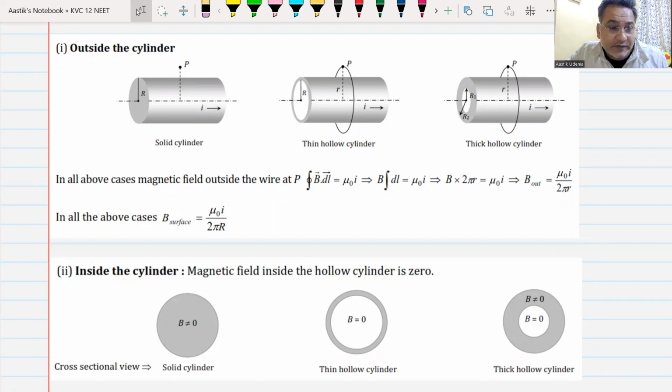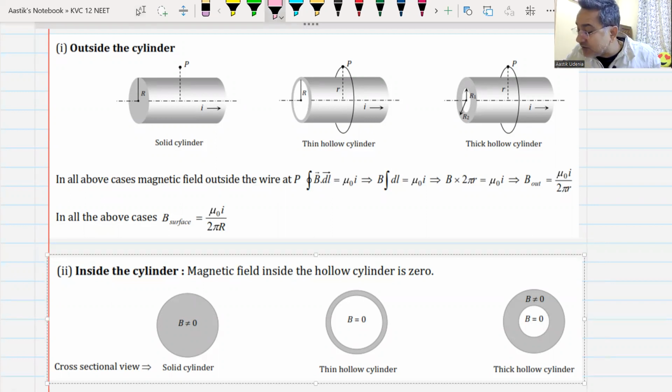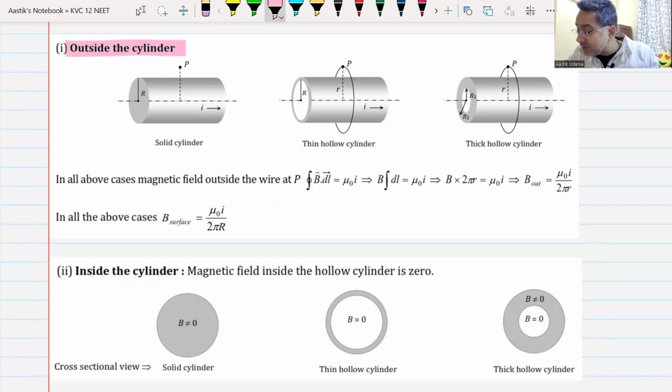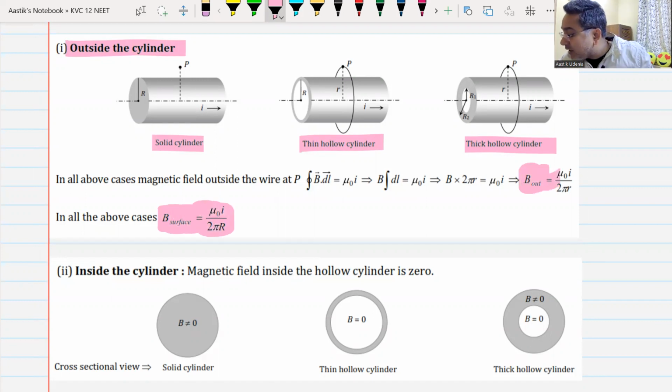In the first case, we are looking at a magnetic field outside the cylinder. In all these cases, whether it's a solid or a thin hollow or a thick hollow cylinder, outside field for every one of these is mu naught I by 2 pi r, where small r is the distance. On the surface, the magnetic field is mu naught I by 2 pi R. Do we understand this? On the surface means on the outer surface. Do we understand this? Yes or no? Yes, sir.